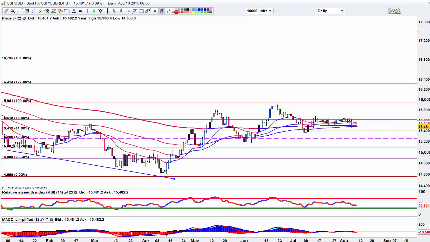I'm looking at the pound US dollar here. Pretty thin on the ground for data until we get to Wednesday. We get UK jobs, and Thursday we get US retail sales. Friday is options expiry. What does options expiry mean?